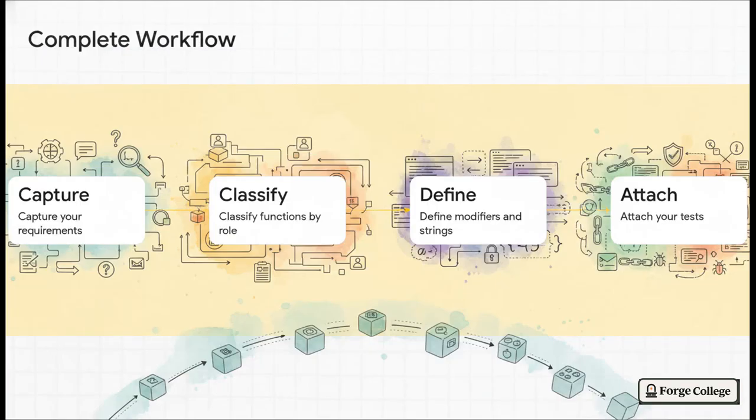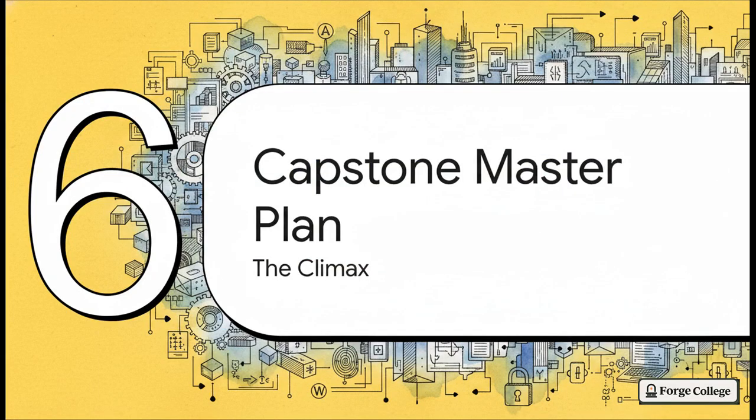So let's lock in this complete workflow. Step 1. Capture your business requirements. Step 2. Classify those functions by their roles. Step 3. Define your gatekeeper modifiers and specific revert strings. And Step 4. Attach your tests. Really drill this exact sequence into your mind. This pipeline is exactly how you systematically convert absolute ambiguity into a perfectly deterministic, totally stress-free build process. And finally, Section 6, your capstone master plan.